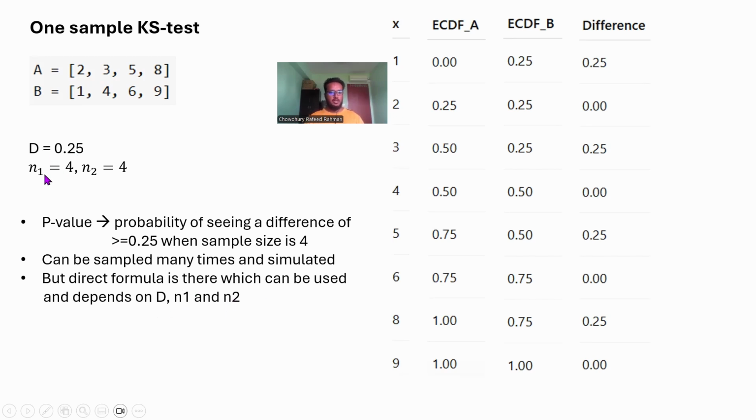So if you have a bigger D and bigger N1 and N2, then there will be a higher probability that you will get a p-value less than 0.05, and it will be statistically significant to reject the null hypothesis, right? And then A and B will be different.